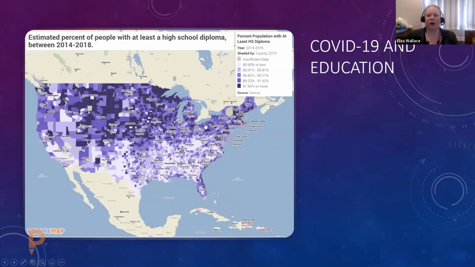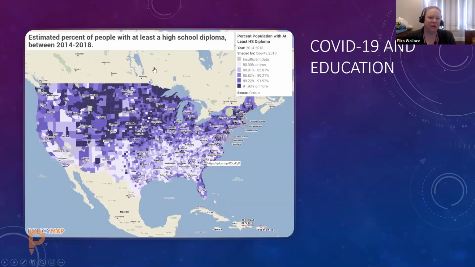Okay, here's another sort of use case for mapping around COVID-19. This is probably at the forefront of you guys' minds right now. COVID-19 and online education. So what do we expect to see there? This is just a map of the country of people with at least a high school diploma. So here you can see the paler areas in the south and in parts of Texas are areas where there are more people who don't have a high school education.